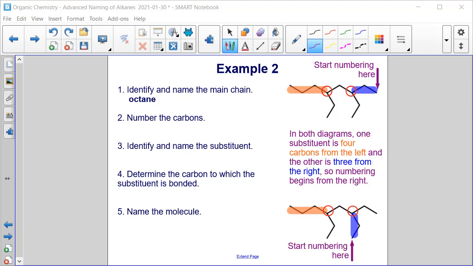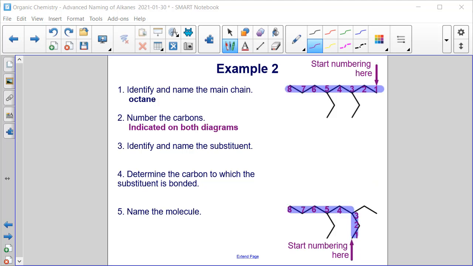As a summary, in both diagrams, one substituent is 4 carbons from the left and the other is 3 from the right. So we begin the numbering from the right, either here or here. Indicated in purple on both diagrams are the numbers from 1 to 8 that match identically with what I showed you a couple of slides back.